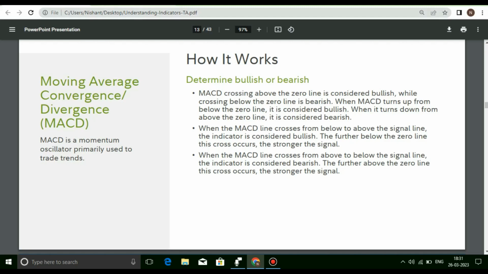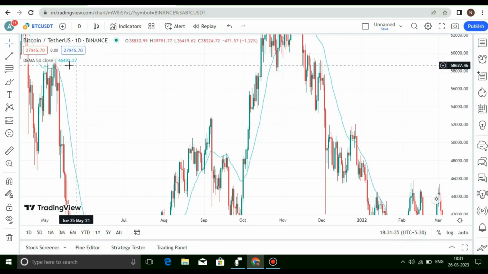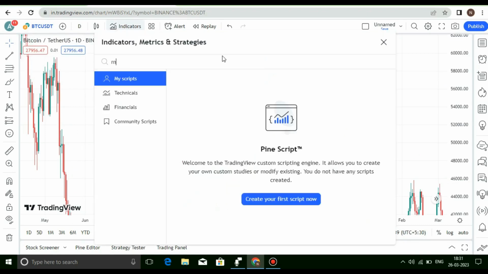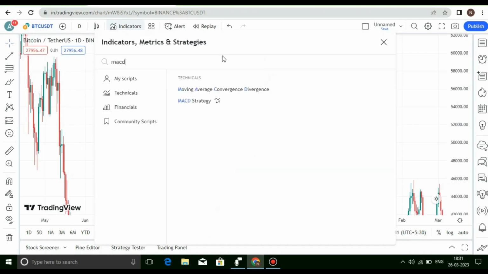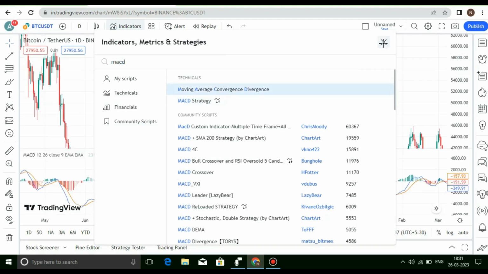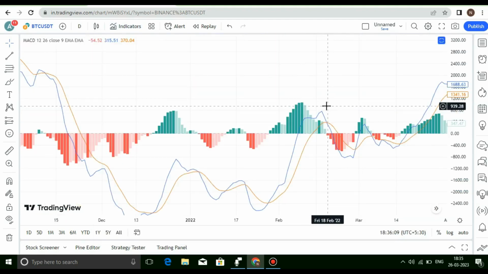Now I'll be applying the MACD in my graph, otherwise you will not be able to understand it. So let's cut out the double exponential moving averages and search for MACD. Okay, so here we have it, moving average convergence divergence. Click on this one, and here we go. This is the moving average convergence divergence.